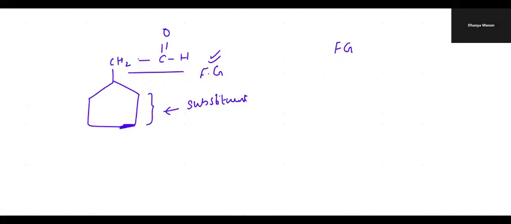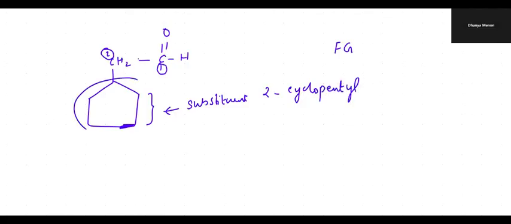Okay, now if I number it, definitely you have to number from the carbon atom. Here, 1, 2. At the second position, what do you have? Cyclopentyl, because it's a substituent. This whole thing is the substituent. So cyclopentyl. And ethane, 1 al. And this E I'm removing because E and A are coming near each other.